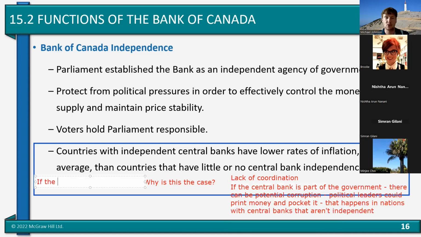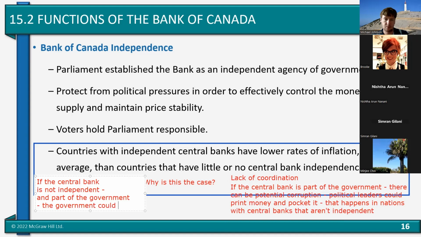Also, if the central bank is not independent and part of the government, the government could print more money or print less based on political pressure. That would be a problem here, so we want to prevent that as much as possible. I'll put this in the chat.